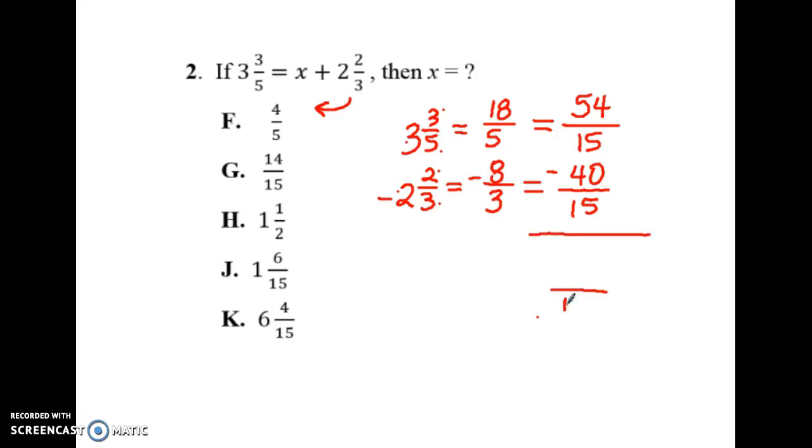So then I'm ready to actually subtract my fractions. My denominator will remain a 15, and then I'll say, okay, 54 minus 40 is 14. So the x value that will satisfy that equation is the value of 14/15, answer choice G, and you could always check that by plugging that number back into the equation for x.